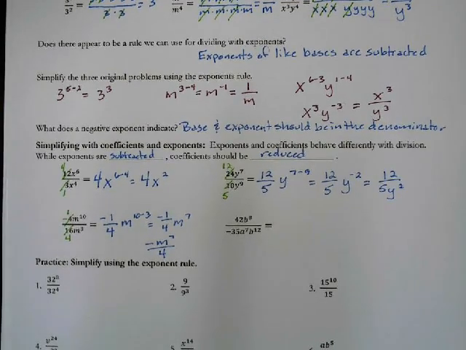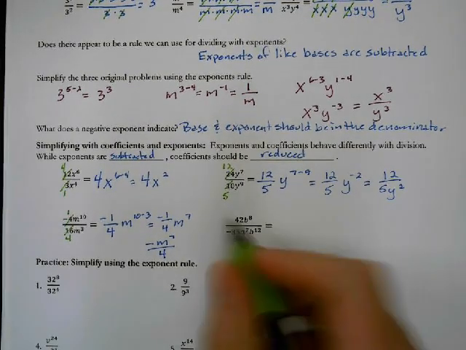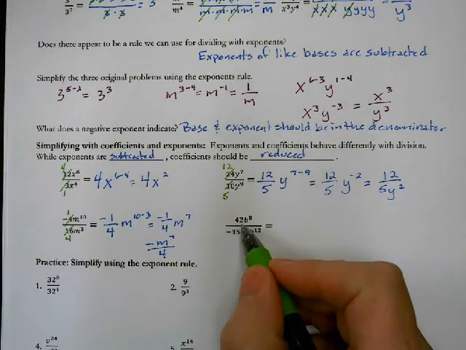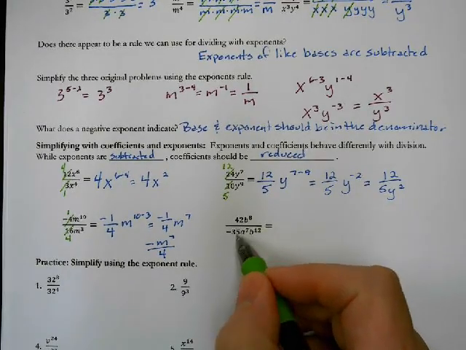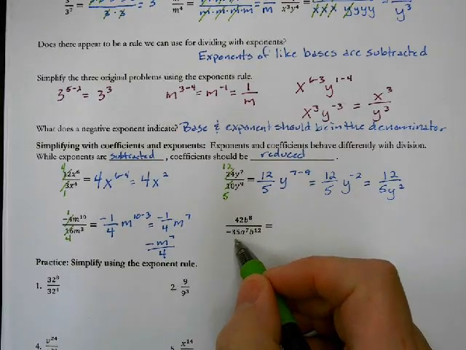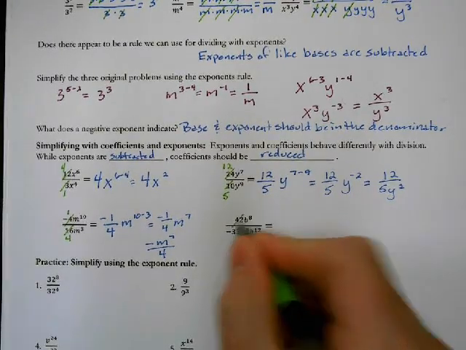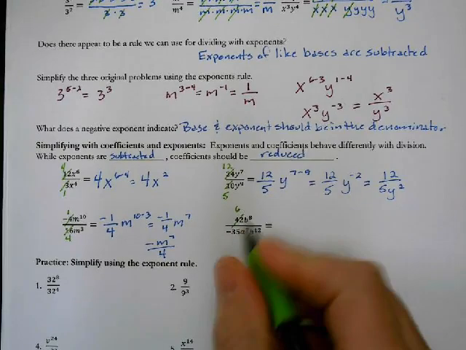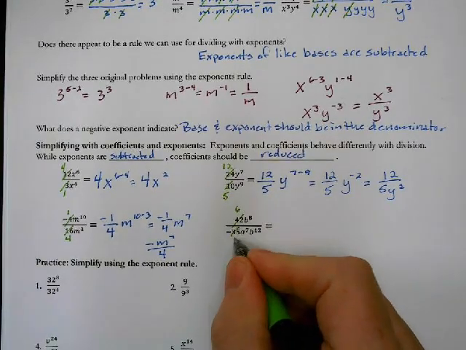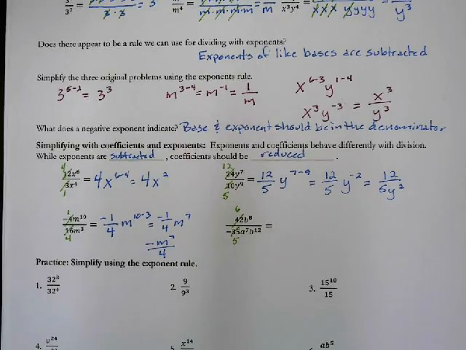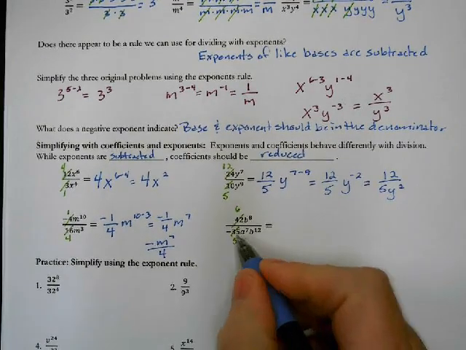All right, last one of these. So what number goes into 42 and 35? Biggest number that goes into those two? 7. 7 goes into 42 6 times. 7 goes into 35 5 times. So 42 over -35 reduces to -6/5.